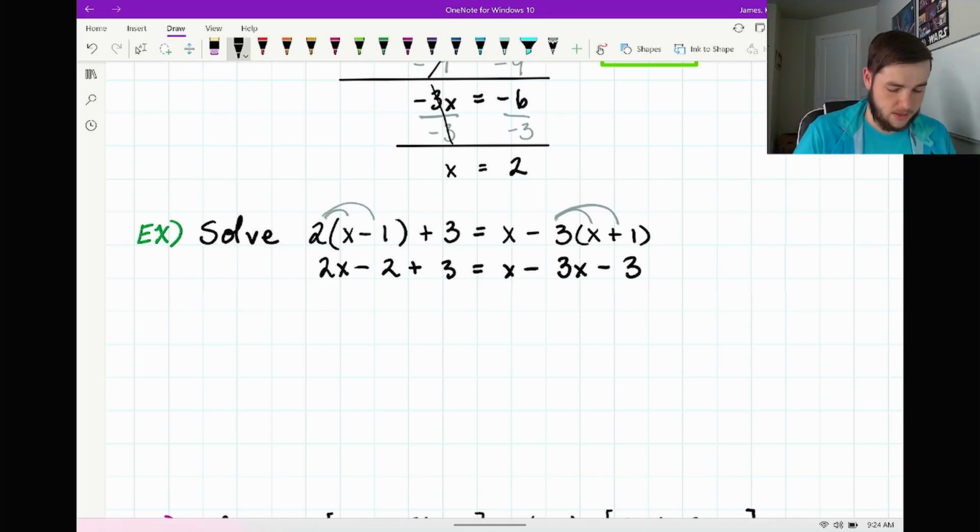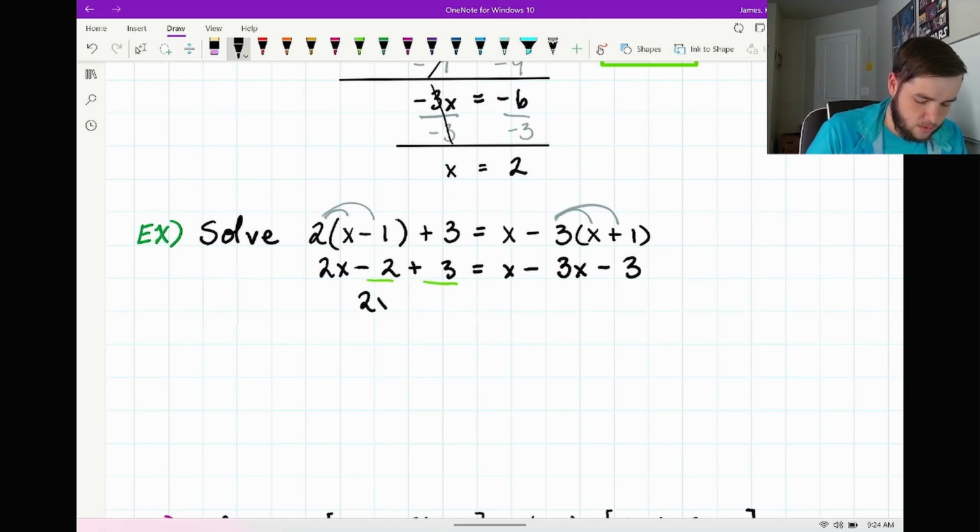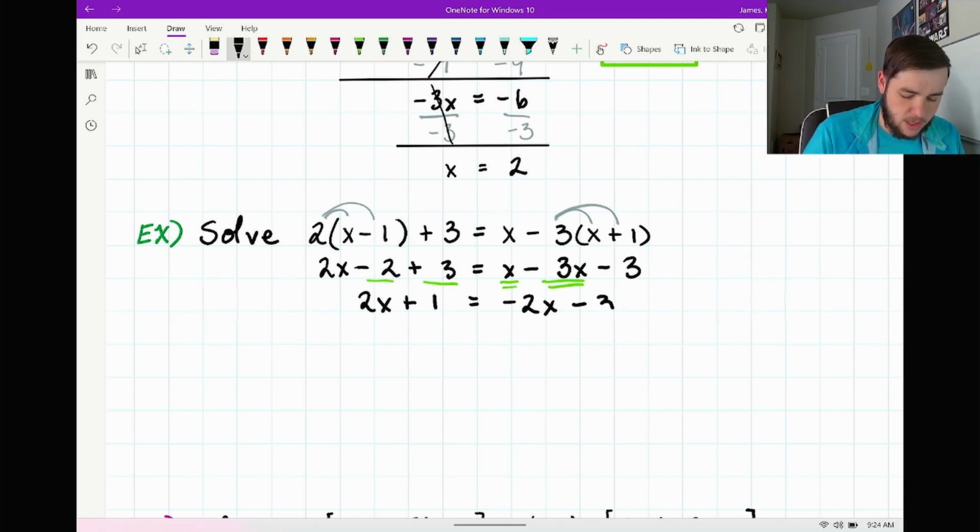Now I have some like terms to combine. I've got a negative 2 plus 3 is going to give me 2x plus 1. And on the right-hand side, I've got an x and a negative 3x, which together are going to give me a negative 2x minus 3 on the right-hand side. Now we have a dilemma. I've got x's still on both sides of the equation. What do I do? I move them all over to one side. How would I do that?